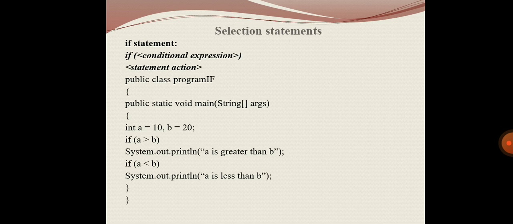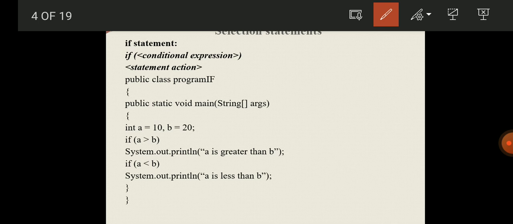The selection statement checks the condition only once during program execution. The if statement executes the block of code only if the specified expression is true. If the value is false, then the if block is skipped and the execution continues with the rest of the program. Here is the syntax, in which we have if, then the conditional expression as well as the statement. Let us see an example.